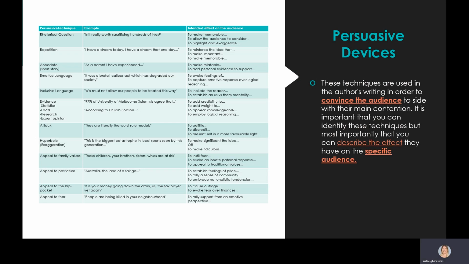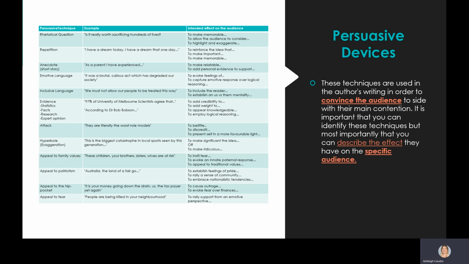Let's look at persuasive devices. Now, these techniques in the table are used in the author's writing in order to convince the audience. It is important that you can identify these techniques, but it's most important that you are able to describe the effect that they have on a specific audience.